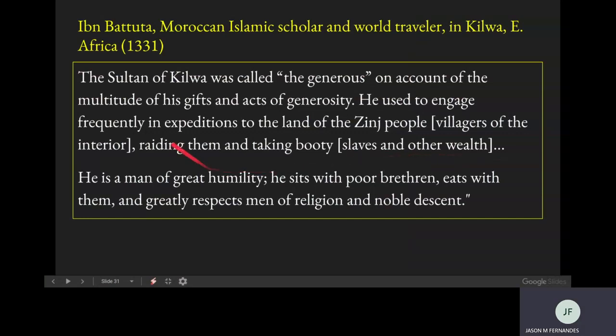Okay, so he's talking about the Sultan of Kilwa, right? And the term Sultan itself is an Islamic term, right? So here again, we can see the spread of Islam into East Africa. So you have this religious and political leader in Kilwa, right? He's an Islamic leader.